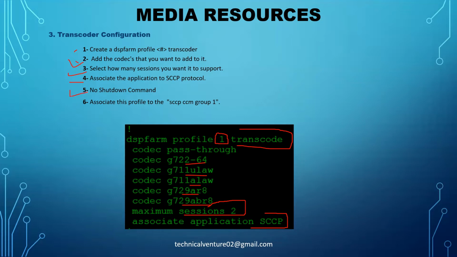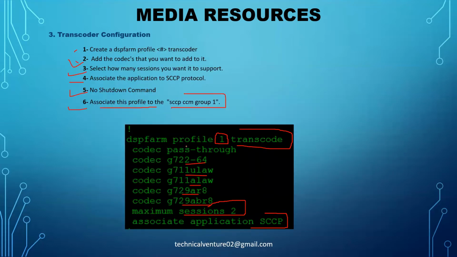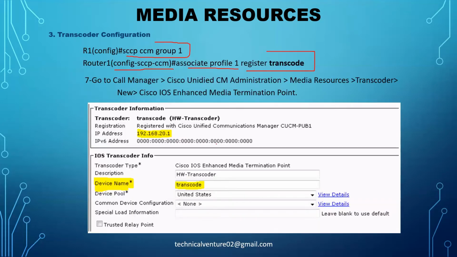Then you just need to put the command no shut. After that, we can associate this profile to the SCCP CCM group 1, which we just created in the previous slide. How you can associate it: go to the configuration, put SCCP CCM group 1, and once you are under this SCCP CCM configuration, you can associate the profile you created. Associate profile 1 register transcode.